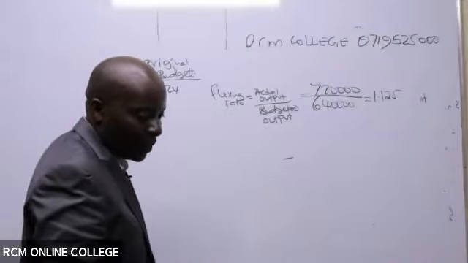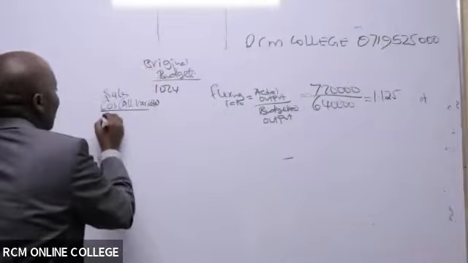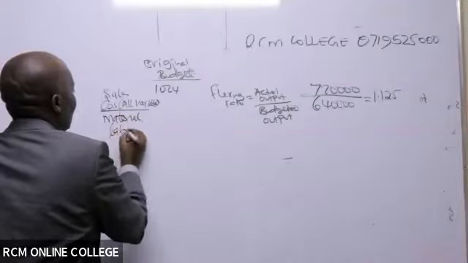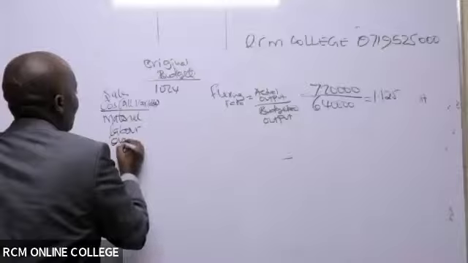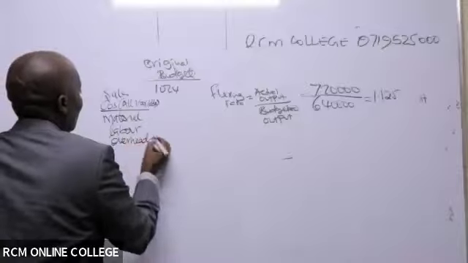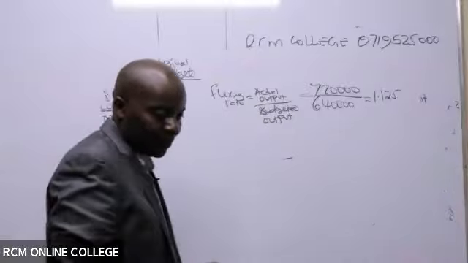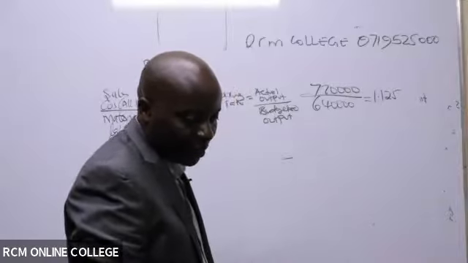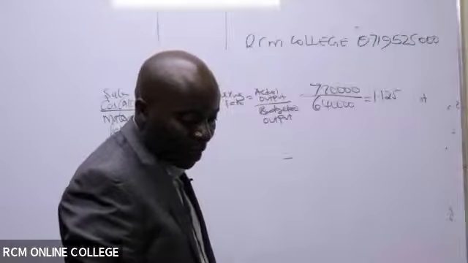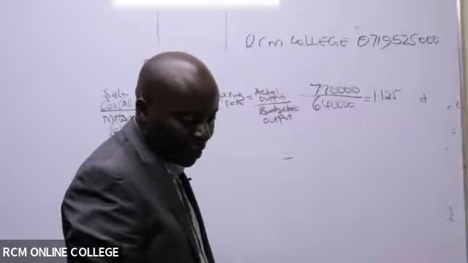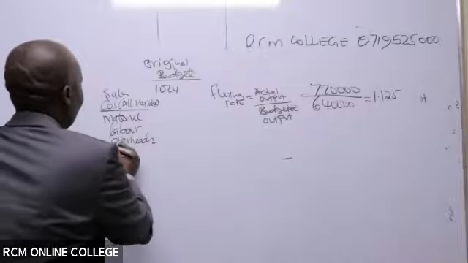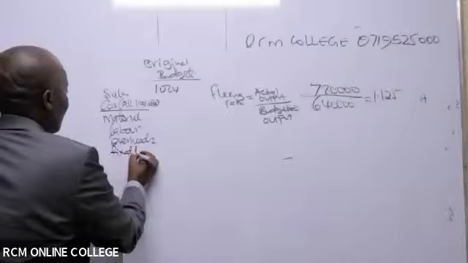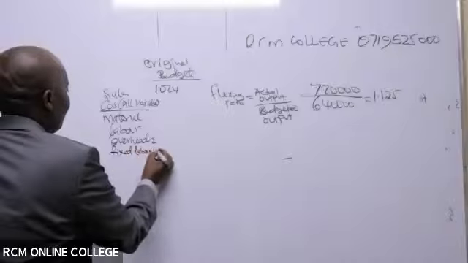So there we have materials, labor, overheads. Then we have fixed labor cost.